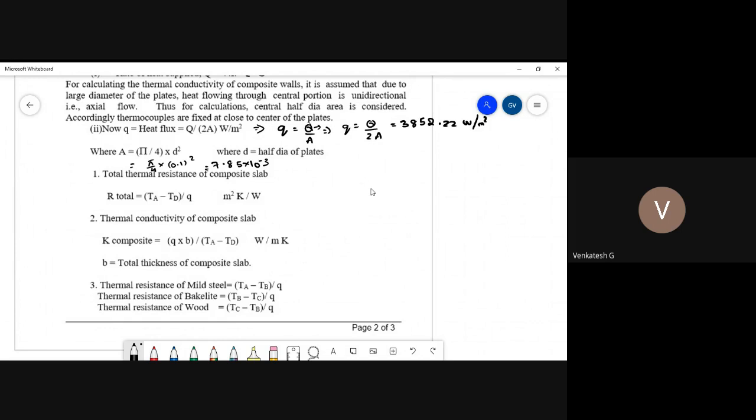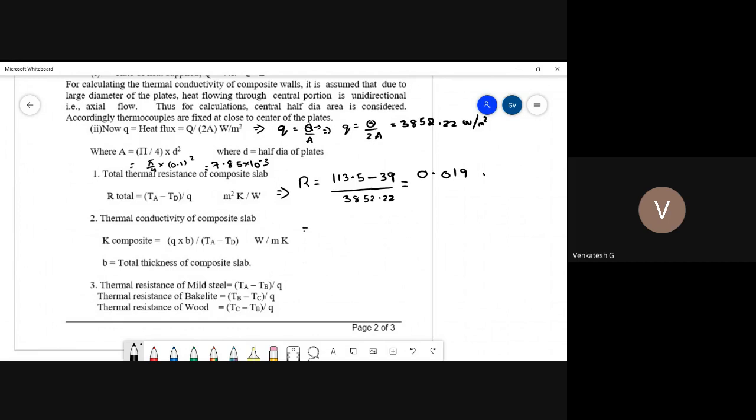Now coming to the total thermal resistance of the composite slab. It can be calculated by R is equal to TA minus TD by Q. So what is the temperature of TA? 113.5 minus TD, which is 39, by the heat flux, which is 3852.22. So the thermal resistance will be 0.019, right?